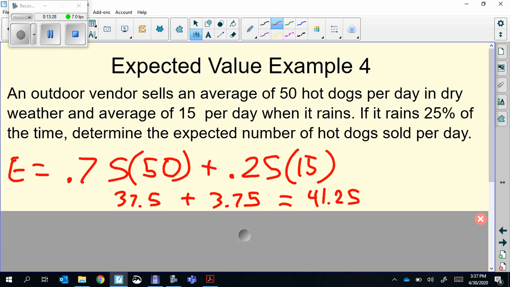So based off of that, it means that the average is a little bit over 41 hot dogs a day. That would be used to figure out, like, if they charge a certain amount of money or made a certain amount of money for each hot dog, how much they could make in a year, just figuring out the per day number of hot dogs on average that they sell.